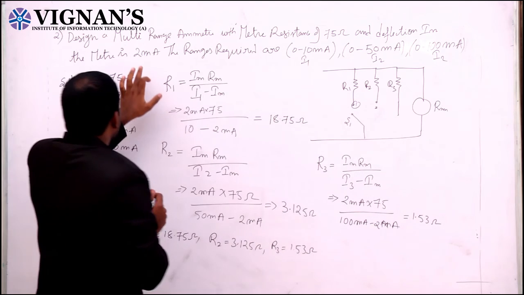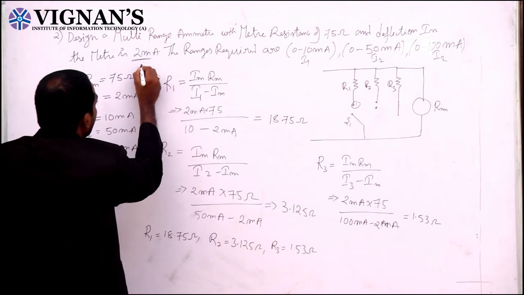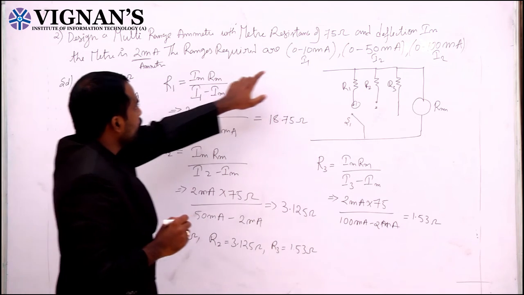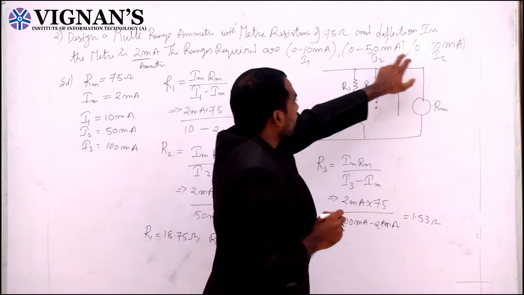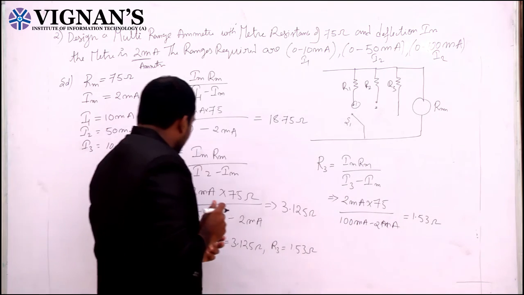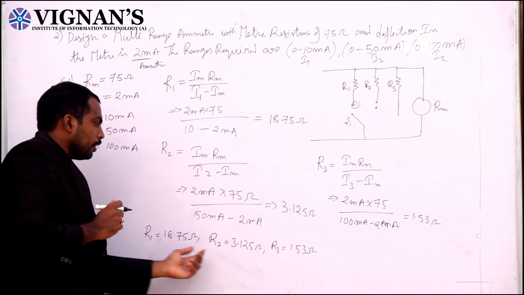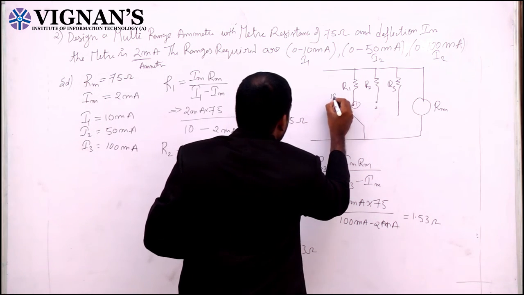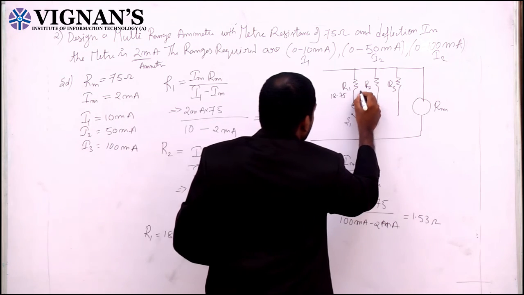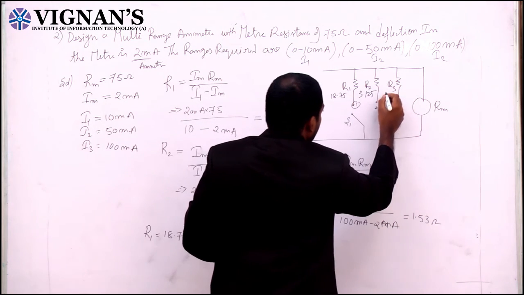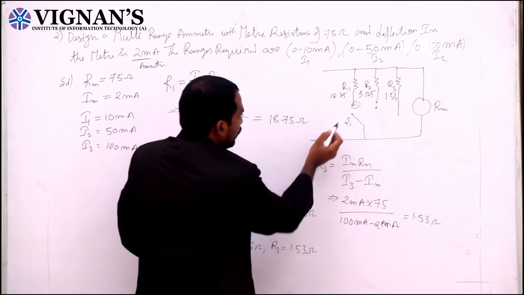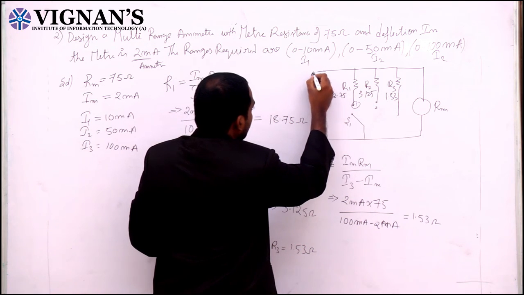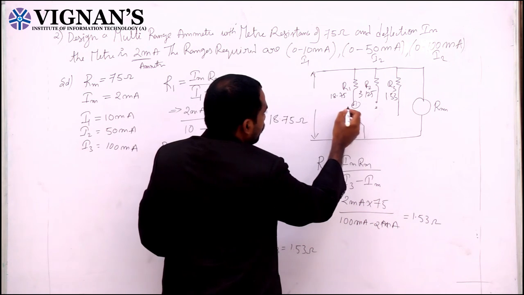That means what we have done here, we have extended the range of the 2 milliamp ammeter to the range of 10 milliamp or 50 milliamp or 100 milliamp by placing shunt resistances of either 18.75 ohms or 3.125 ohms or 1.53 ohms. That means R1 is equal to 18.75, R2 is equal to 3.125 and R3 is equal to 1.53 ohms. That means when S1 is switched at position 1, what is going on?